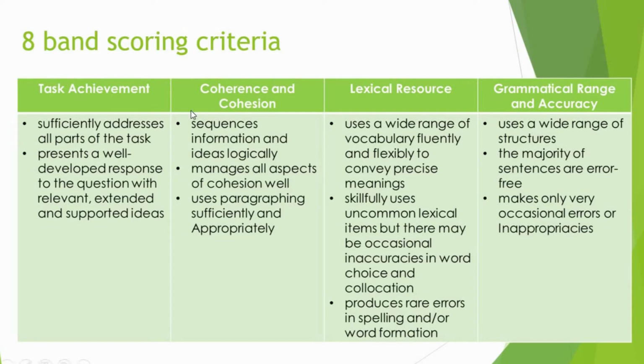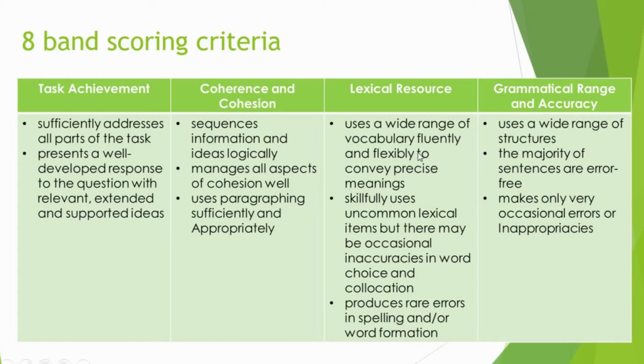Now the next criteria is coherence and cohesion. It asks you to sequence information and ideas logically, manage all aspects of cohesion well, and use paragraphing sufficiently and appropriately. This means you structure your task 1 properly, have proper paragraphs, connect sentences in a flow, and don't say anything abruptly. An example will help you understand what it actually means.